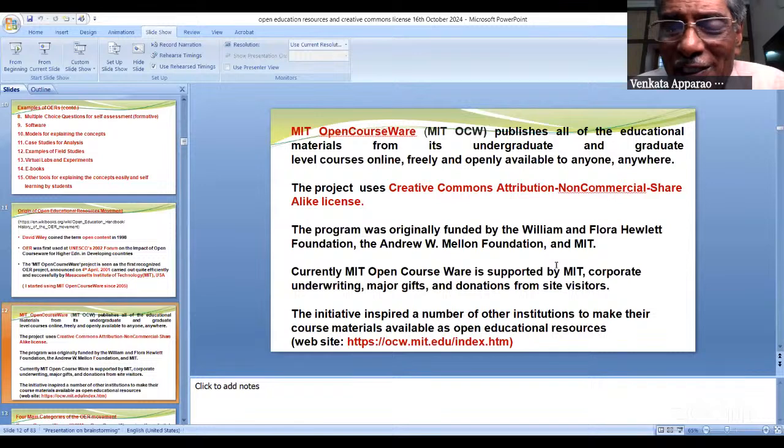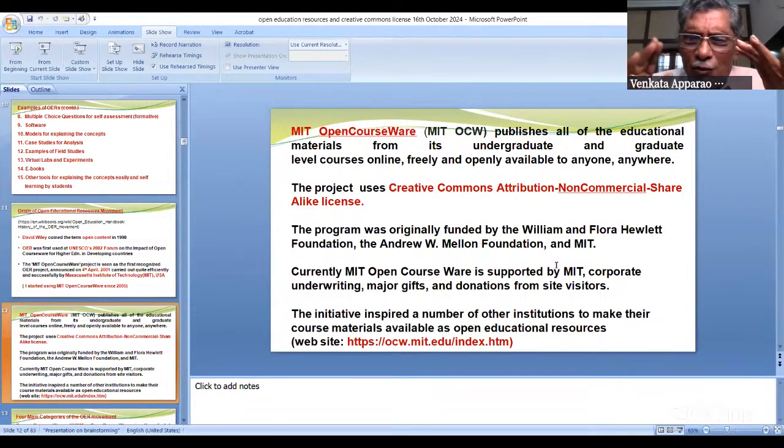And what is important is only for non-commercial purposes. MIT Open Courseware can be used only for non-commercial purposes. You cannot use them for commercial purposes. There are other OERs available which you can use for commercial purposes also. I shall discuss when I show this Creative Commons licensing, which can be used for commercial purposes, which cannot be used for commercial purposes. All those things I shall discuss at that time.